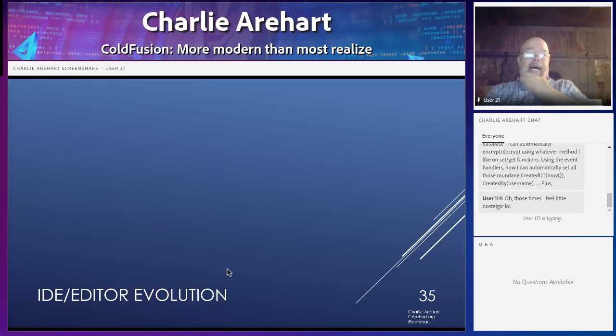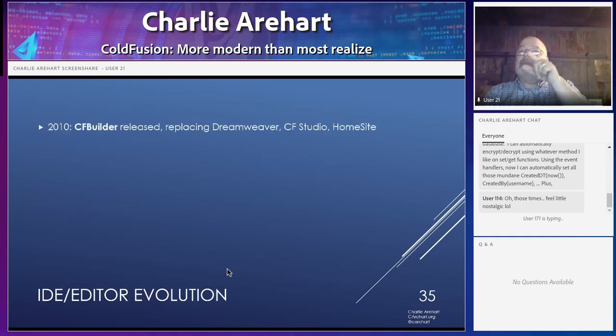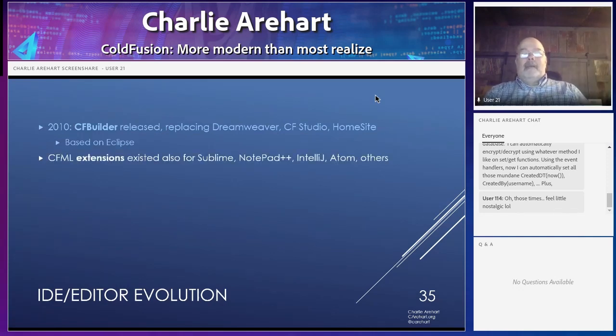Anyway, let's move on. IDE and editor evolution. Let me look real quick to see if anybody's got it. Nope, no comments yet. So CF Builder came out in 2010. And it replaced Dreamweaver and the old classic CF Studio and HomeSite and HomeSite Plus. Now, it was built on Eclipse, which was a Java engine. And of course, ColdFusion under the covers is Java. That might have made sense to some people, but many people are not fans of CF Builder and that Eclipse nature. And so it hasn't taken off as much as some people would have perhaps preferred.